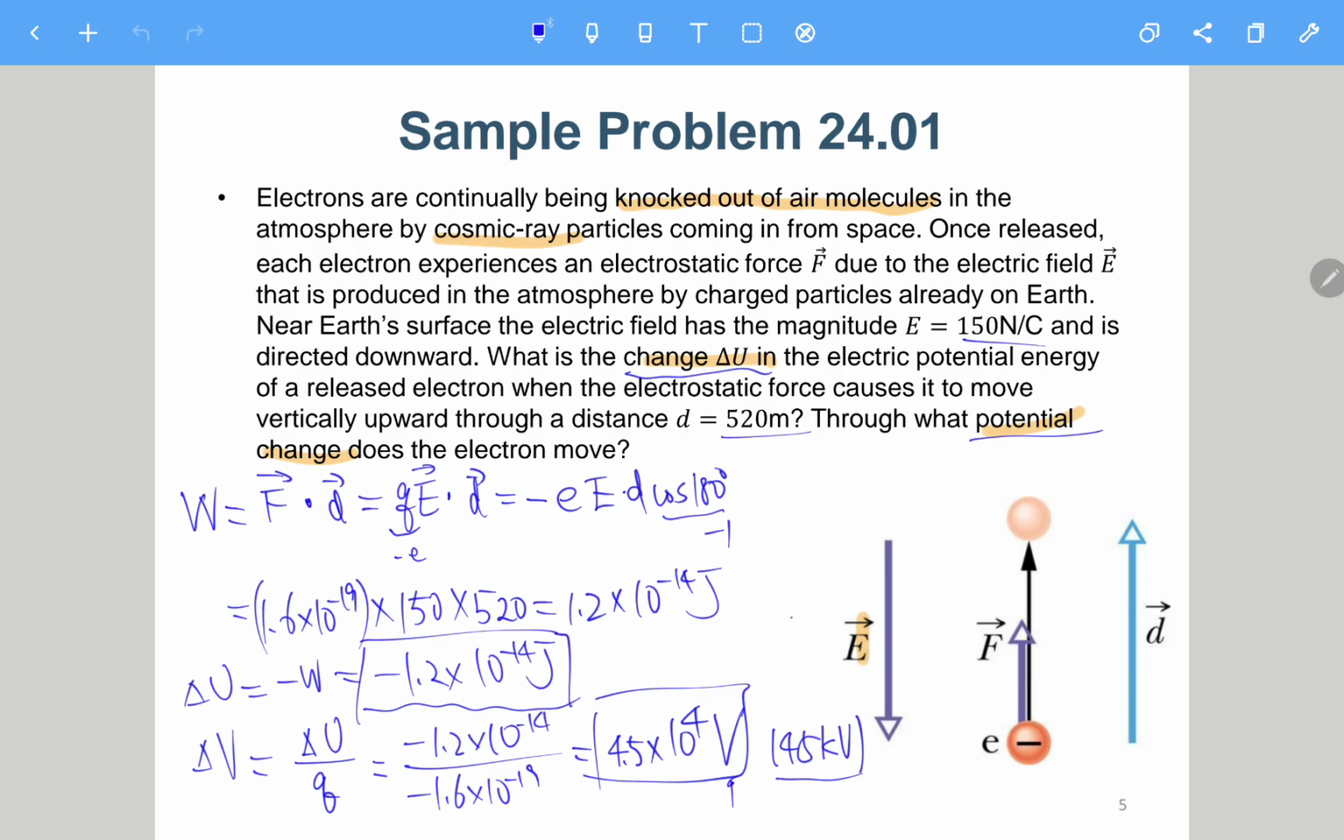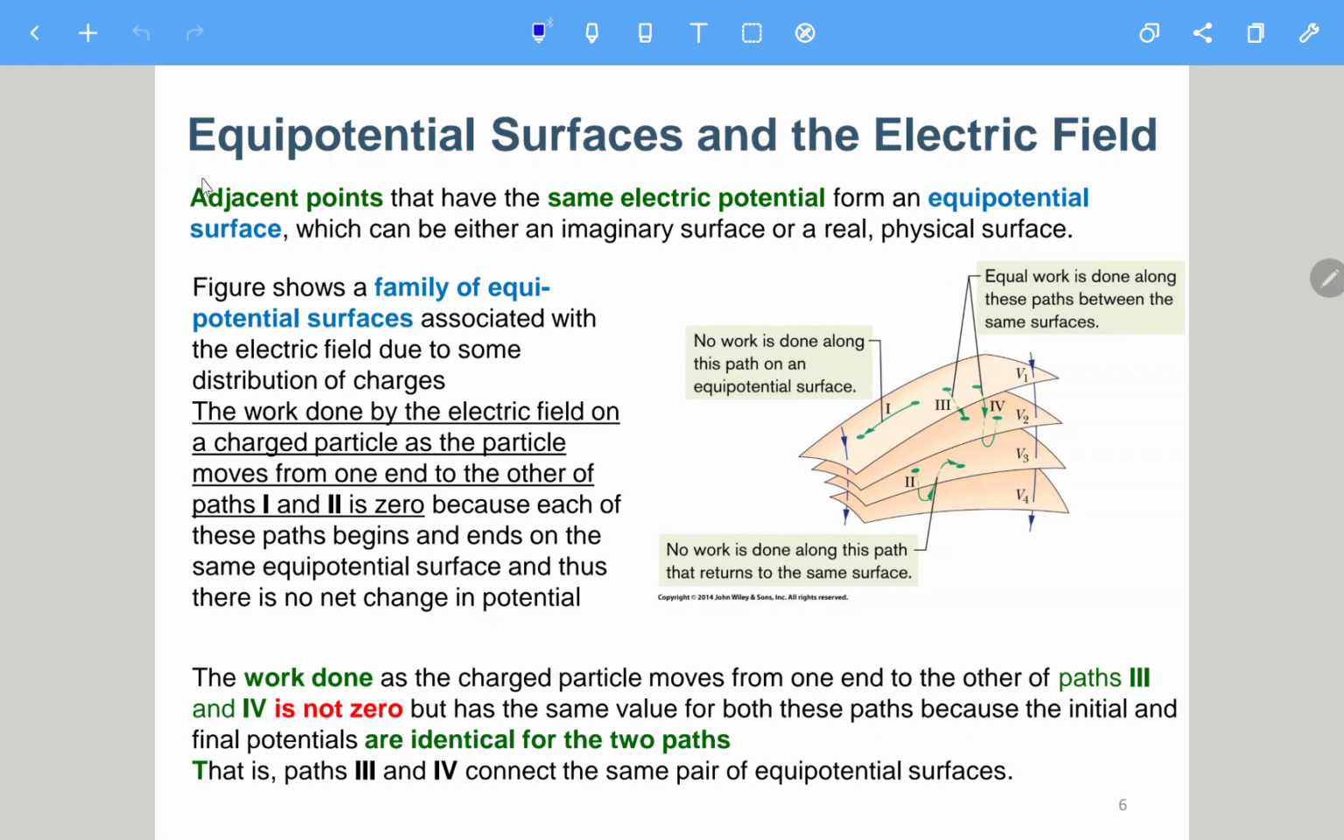So this is pretty easy. Next we will introduce something called the equipotential surface. In Chinese, this is called 等电位面.